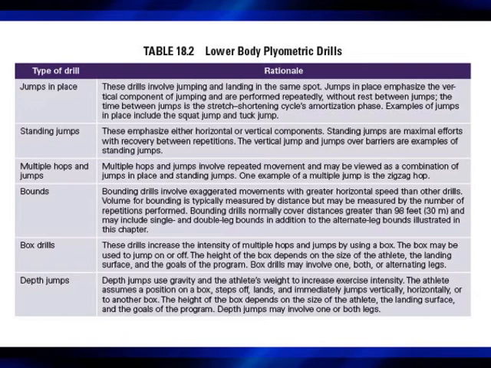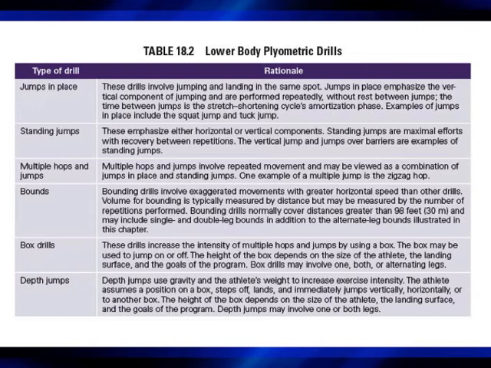There are essentially 6 types of lower body plyo drills. All start with a stretch or pre-stretch, then followed by concentric contraction. You need to be familiar with all 6 of these and an example of them. The first one is jumps in place. The second one is standing jumps. Then we have multiple hops and jumps. Then we have bounds themselves, box jumps, and depth jumps.